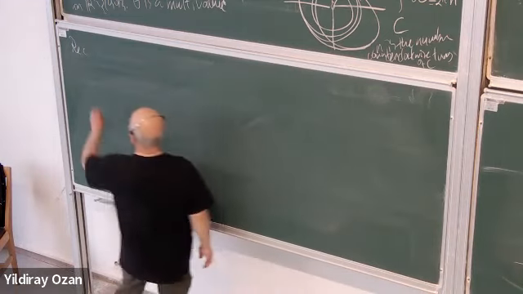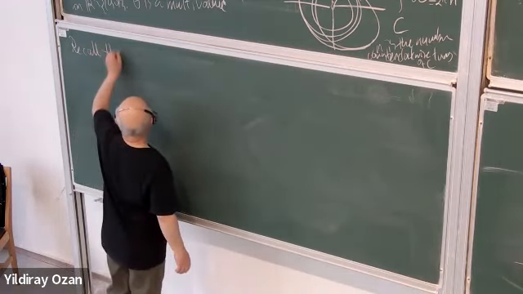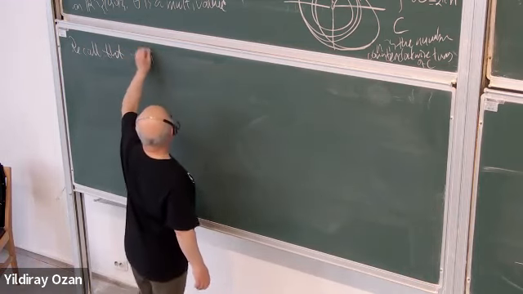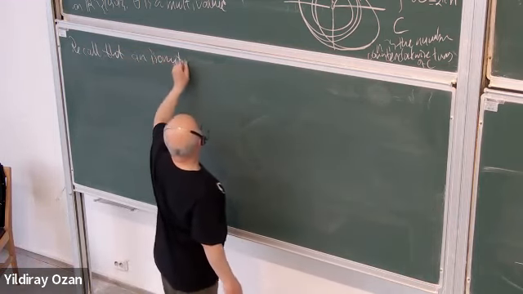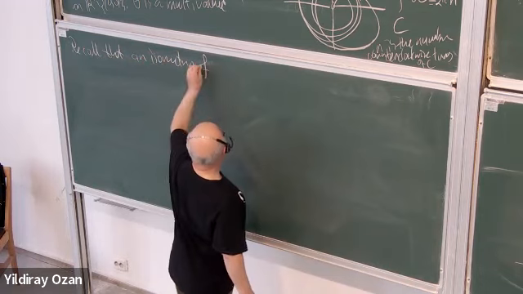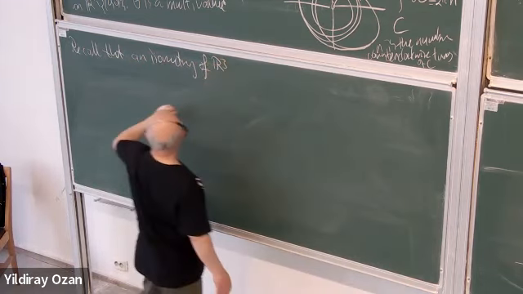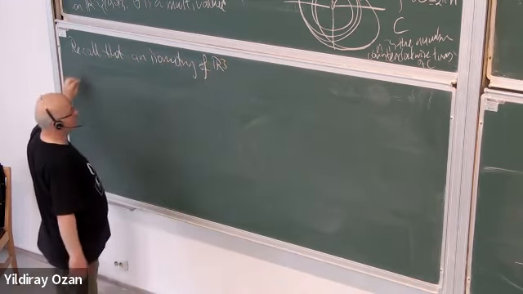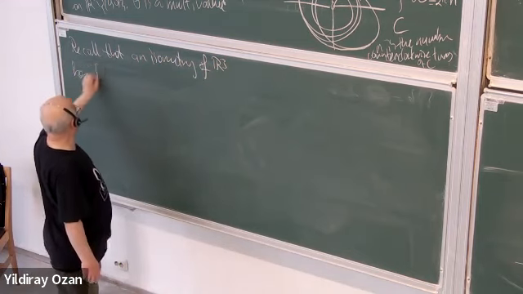Recall that an isometry of R3 has the form.